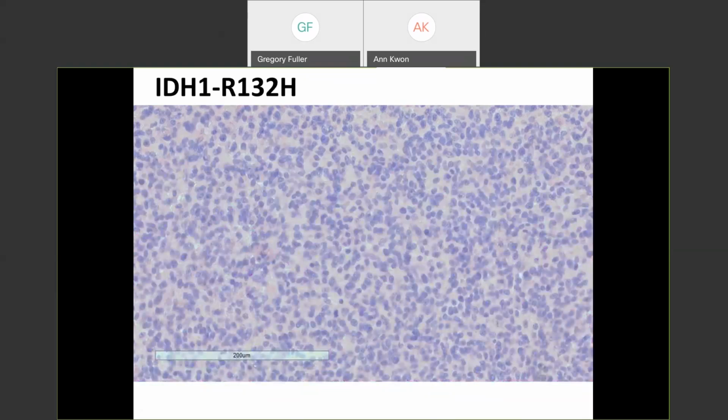Here's the IDH1 R132H. You can see just hematoxylin staining. It's stone cold negative for mutant protein. Therefore, the WHO 2016 says we do not have to perform PCR or NGS or methylation profiling. We can call this glioblastoma IDH wild type because the patient is older than 54 years of age.